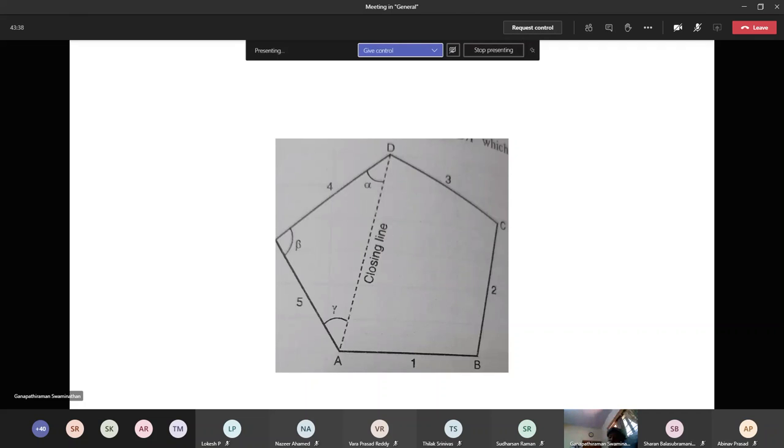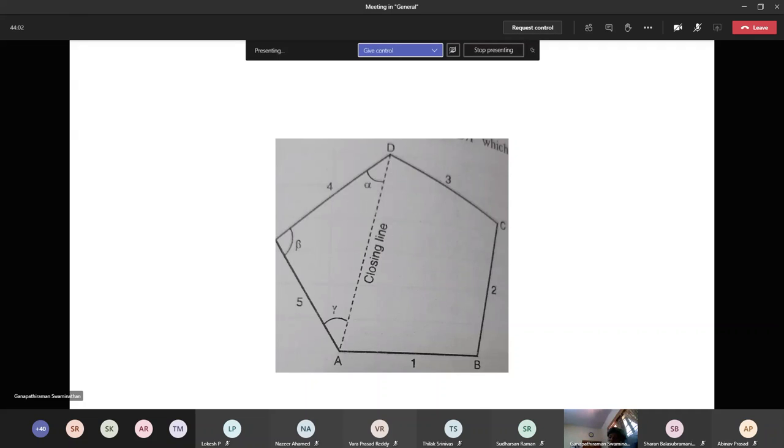What is the bearing of AD? Bearing of DA plus or minus 180 gives the bearing of AD. Am I right? So I know the bearing of AE because only the length has been omitted. Right? So I can calculate angle gamma.